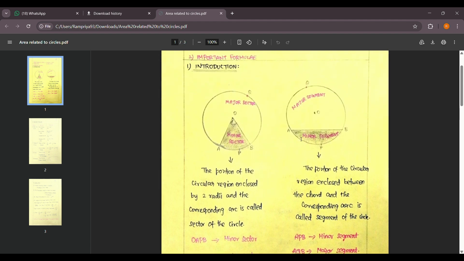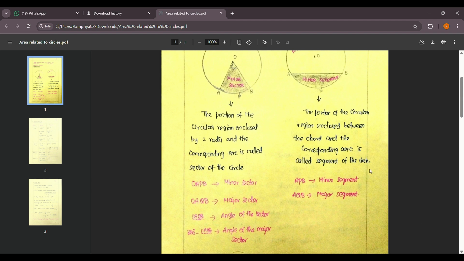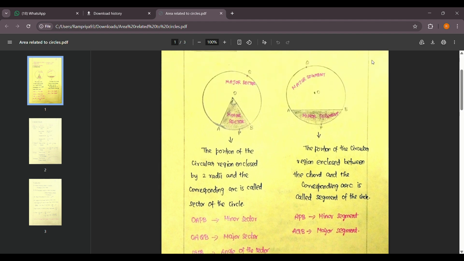So segment: you can see the portion of the circular region enclosed between the chord and the arc. AB here is a chord. So APB is the minor segment as it is very small, and the remaining portion in the circle other than the minor segment is a major segment. A very simple way you can understand. APB is the minor segment, and the remaining portion, AQB, is nothing but the major segment.